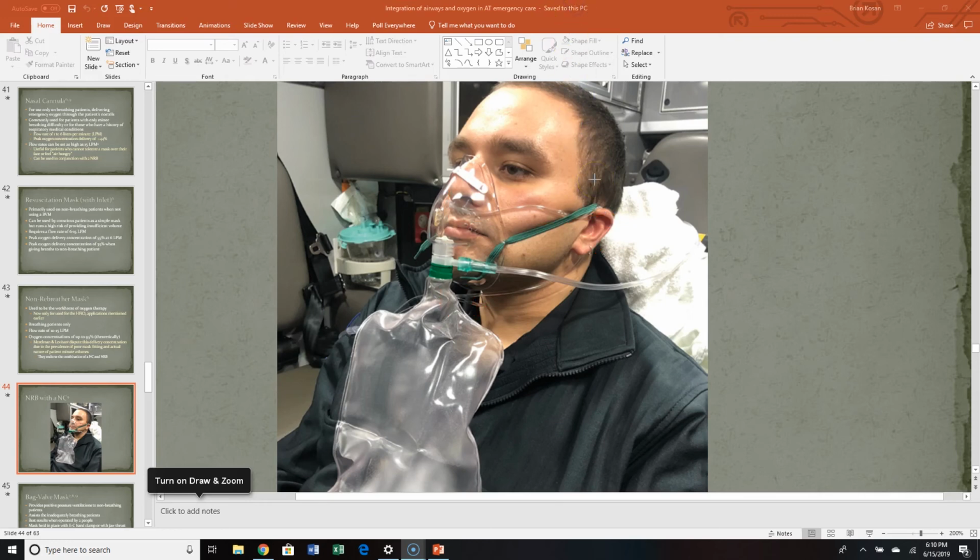You can combine the two, as you see in this picture, and you would just combine the two actions of putting on. You would put the nasal cannula on first, and then you would apply the non-rebreather mask.